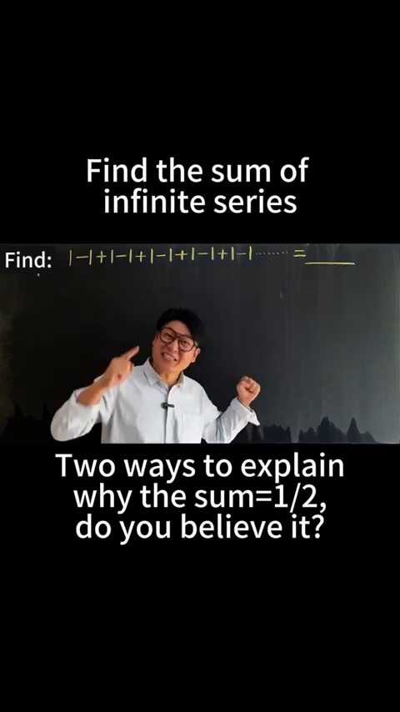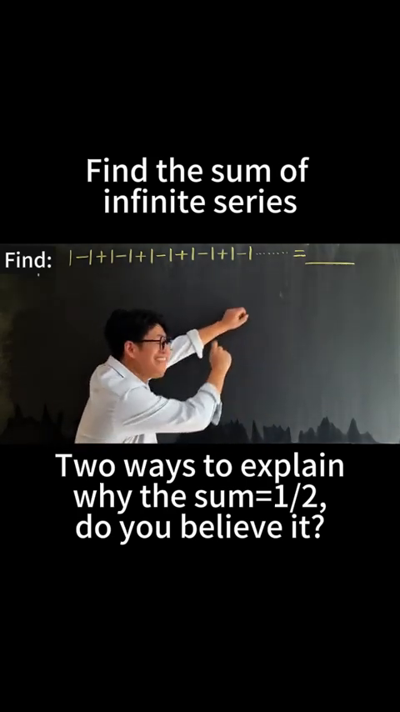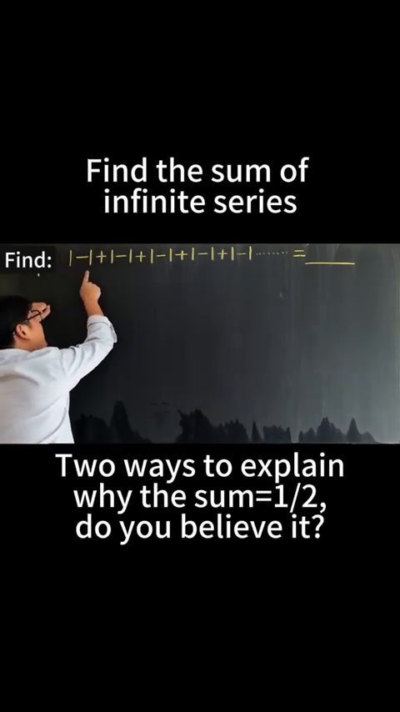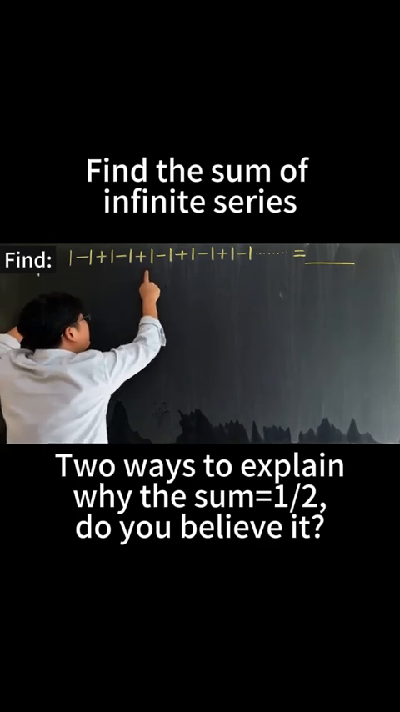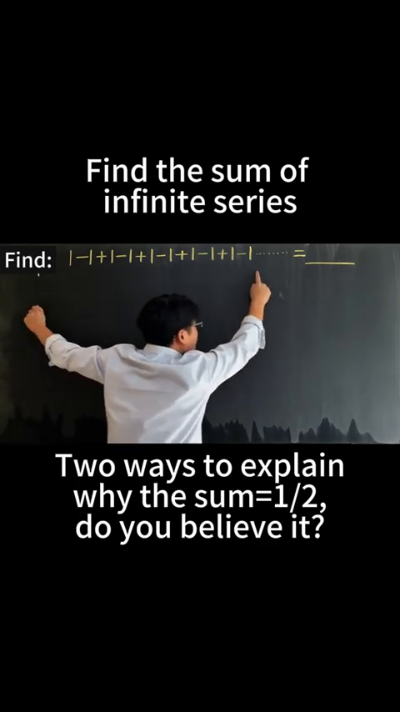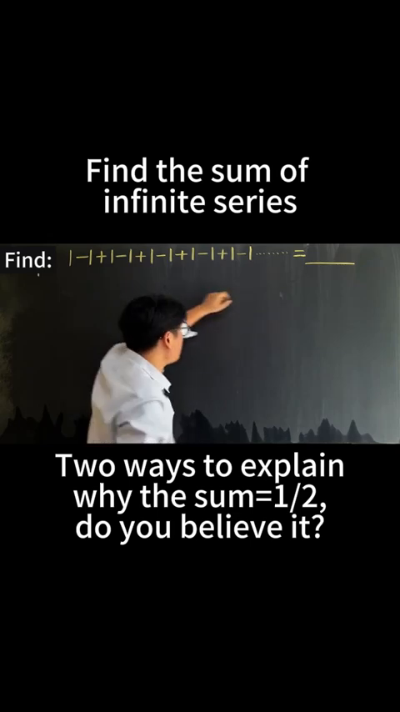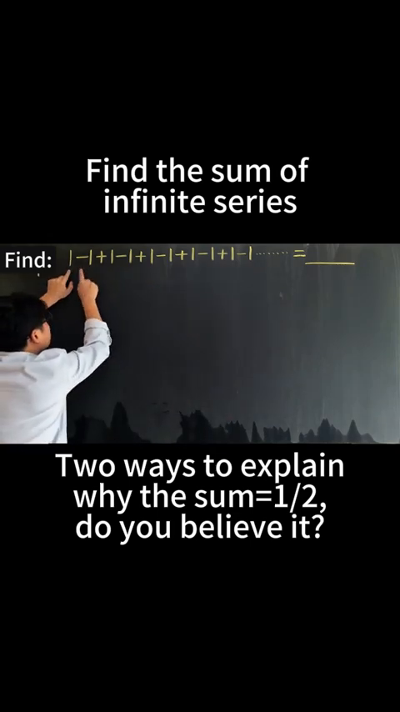Everyone, I've discovered a century-old problem, and I have a way to explain it clearly to you all. So, when you calculate 1 minus 1 plus 1 minus 1 plus 1 minus 1 plus 1 minus 1, why does it go on forever, infinitely? What does it equal? Some students say, when you subtract 1 from 1, it becomes 0, right?